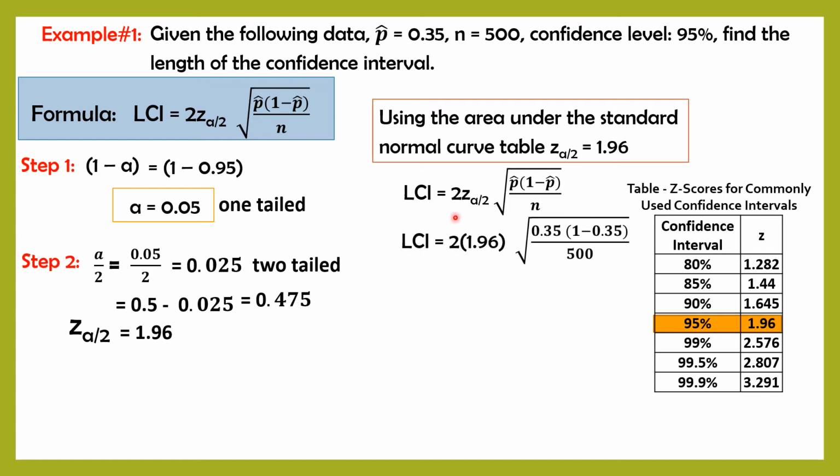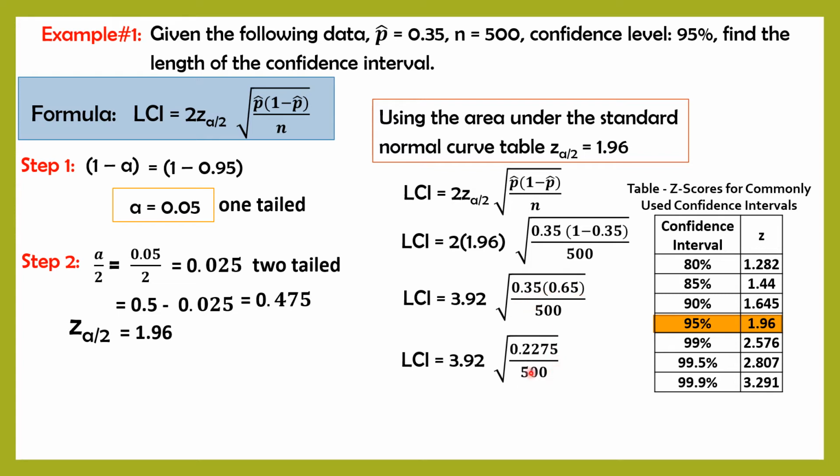So, we will have now 2, you just copy. So, ang ating z sub alpha over 2 is 1.96. So, ito siya. And then, square root ng p hat natin ay 0.35. Then, 1 minus 0.35 all over ang n natin ay 500. Next is, yung 1, subtract natin yan, or yung 0.35, subtract natin yan dito sa 1. So, ang sagot dyan ay 0.65. Then, i-times natin dito yan sa 0.35.